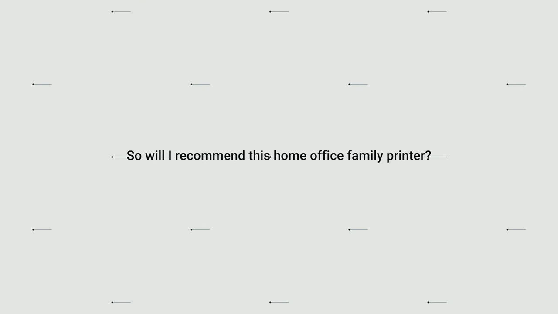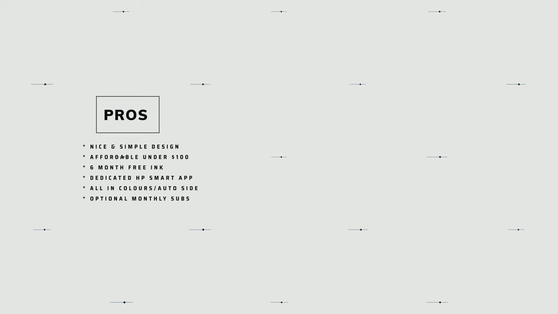So will I recommend this home office family printer? Let's measure pros and cons. Pros are a nice and simple design. It's also affordable. It includes a free 6 months of Instant Ink. It has a dedicated HP Smart app. It prints, copies, and scans in color. Plus, it has an auto two-sided print option. Finally, it also has an optional monthly subscription. This could be classed as a pro or a con.